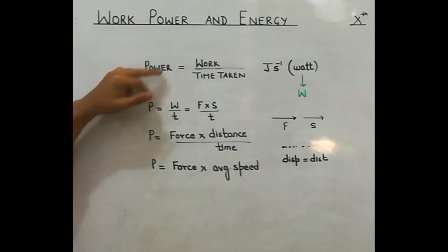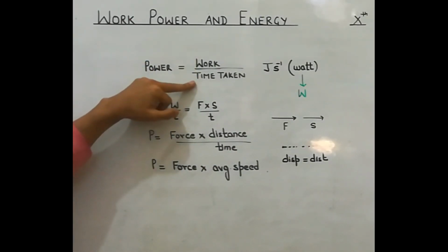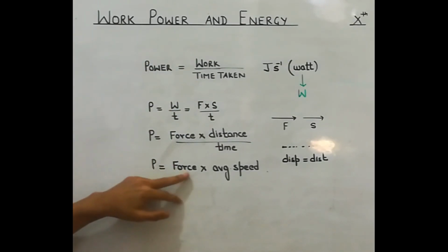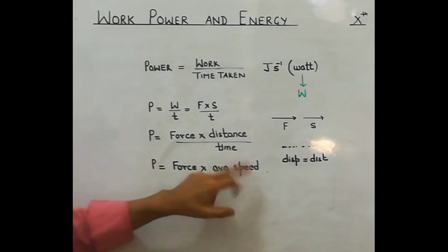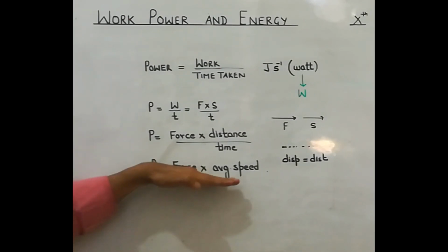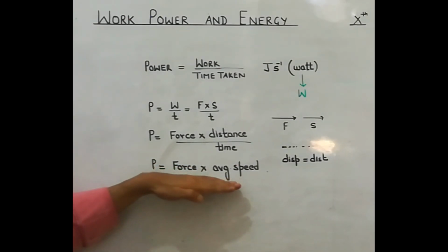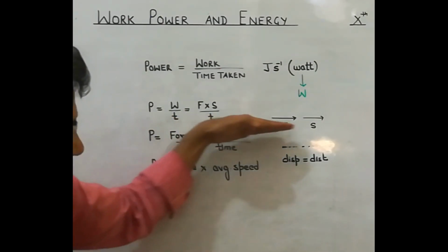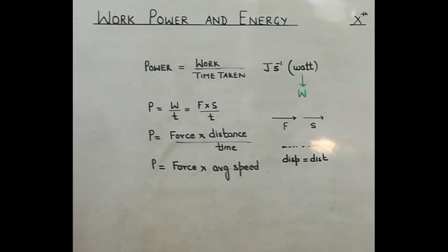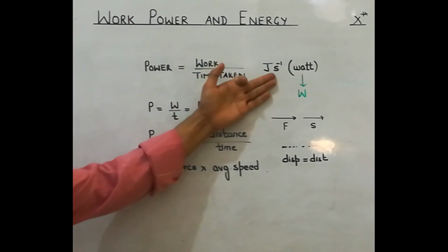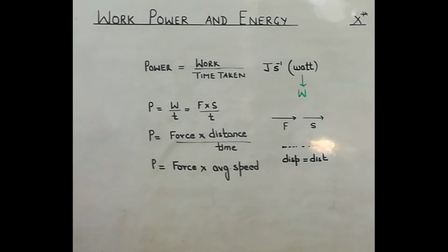So one formula for power is in terms of work upon time, and the other formula for power is force into average speed. But remember, this formula is to be applied only if force and displacement are in the same direction. So these are the two formulas we will be using for power, and the unit of power is joule per second, or it is also known as watt.